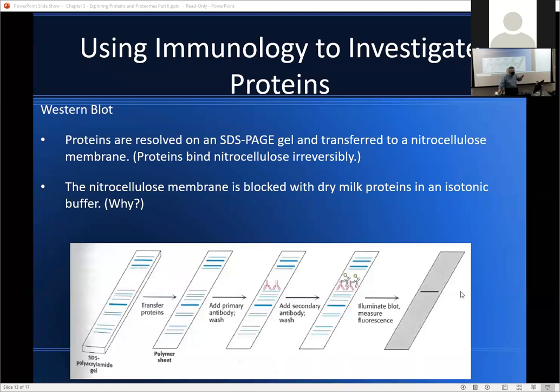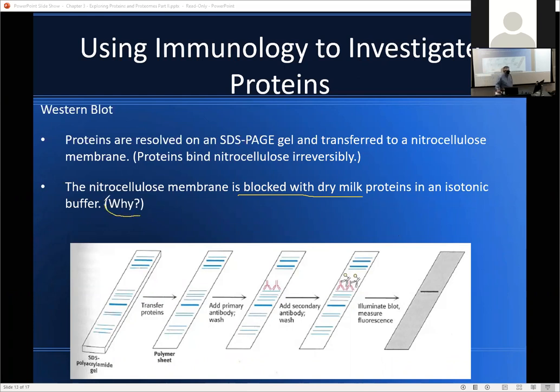All right, I skipped over one question. So after we transfer the proteins to a nitrocellulose membrane, let me get my drawing tool back here. The nitrocellulose membrane needs to be blocked with a solution of dry milk proteins in an isotonic buffer. And I'm asking a question, why?